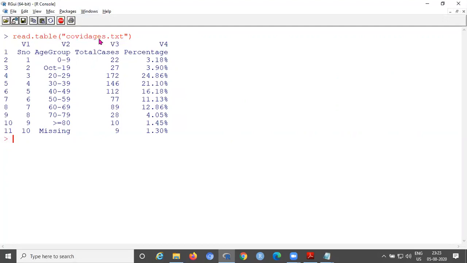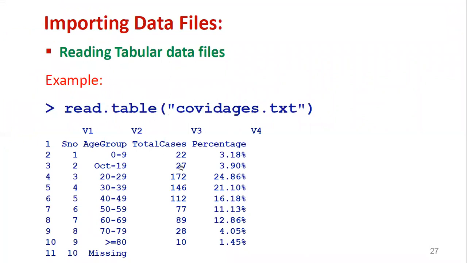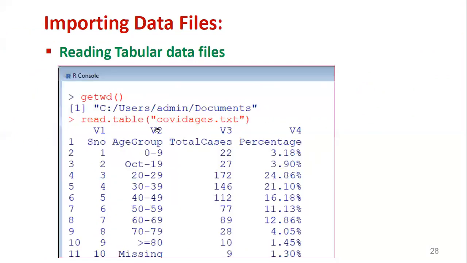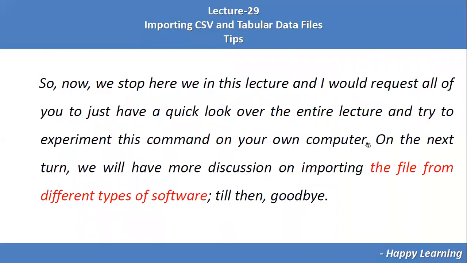read.table, covidages.txt, V1, V2 and so on. This is the data directly from read.table. This result you can store into one variable, then you can work on this data and perform some operations. Here this is what we demonstrated, the COVID age group data. So that's all about importing CSV and tabular data files into R.